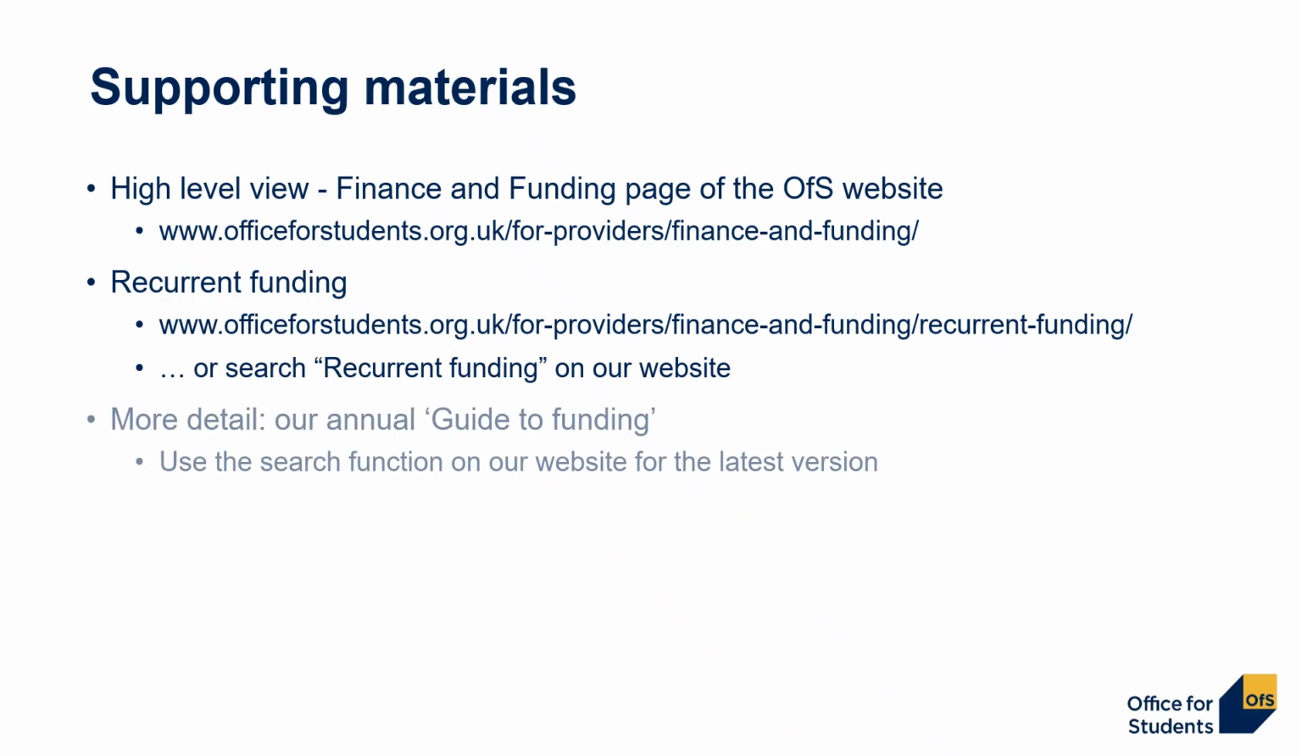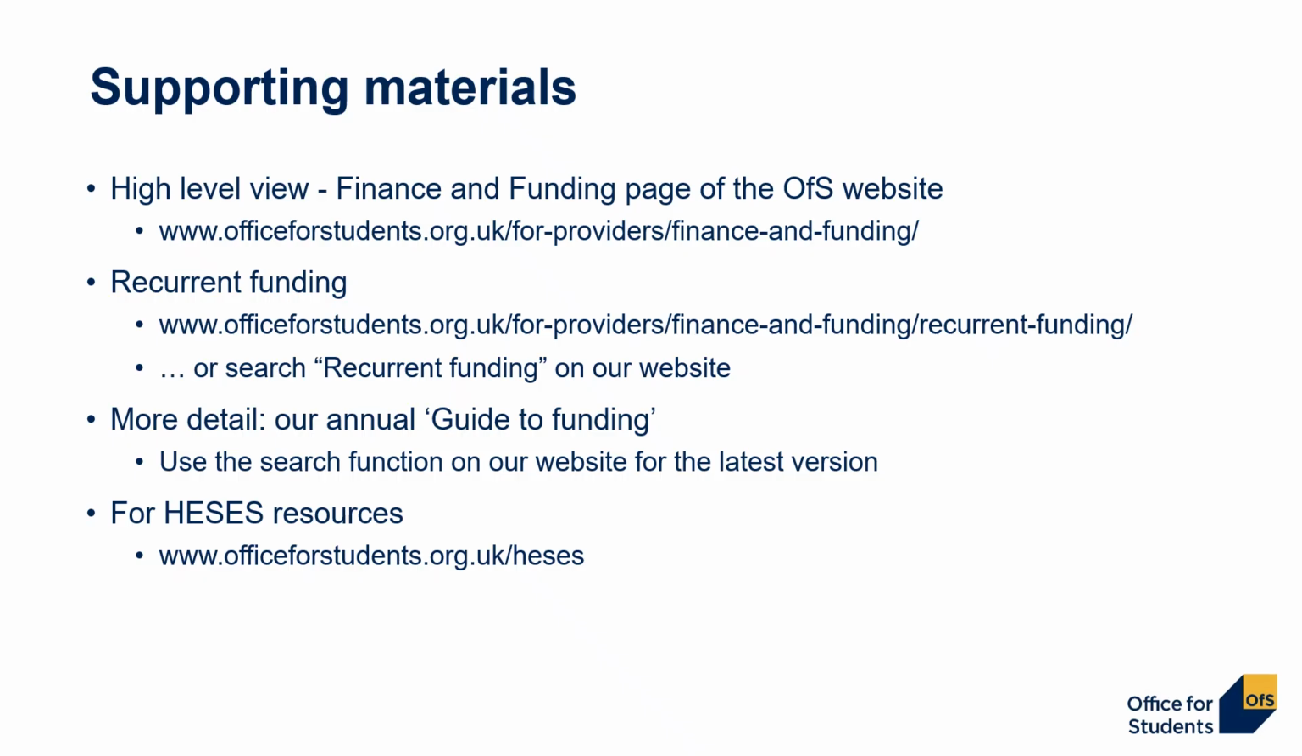For more detail about funding, see our annual guide to funding, and you can search for that term on our website to find the latest edition. The best place to start for HESES resources is the main HESES page on the OFS website, which can be found at www.officeforstudents.org.uk/HESES, and of course that is HESES.